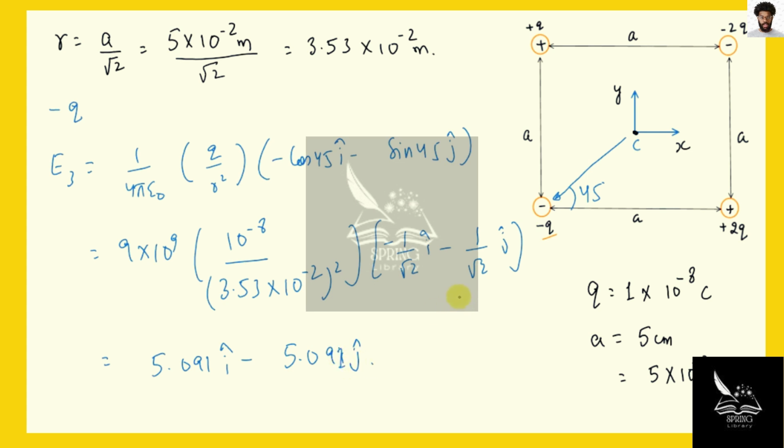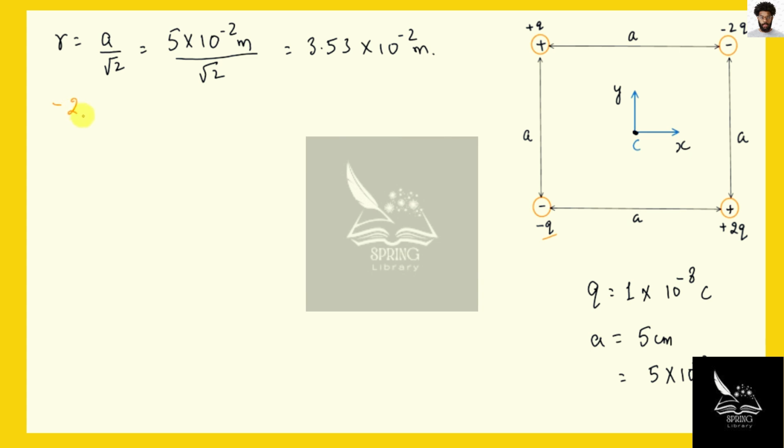Now next I will be calculating the electric field due to minus 2q charge. So this is due to minus 2q, and the direction would be like this, and this angle would be 45 degree. So E4 would be equal to 1 over 4 pi epsilon naught 2q over r square times cosine 45 degree i cap plus sine 45 degree j cap.